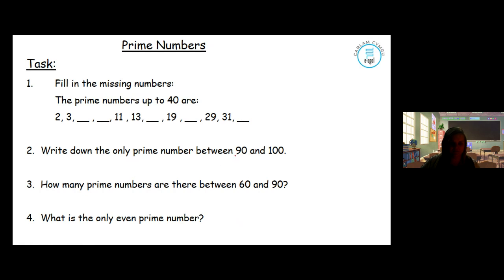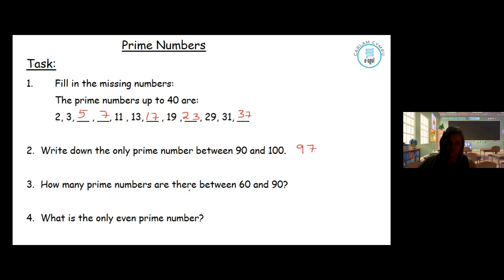So we have fill in the missing numbers. The prime numbers up to 40 are, you could use obviously the table I showed on the last screen, or you could work through them. These were in ascending order. So the missing values you should have had here are 5, and then 7, 17, 23, and then 37. Question 2. Write down the only prime number between 90 and 100. Again, you could go back to the list or work through them. The only prime number is 97, and that was your answer for question 2.